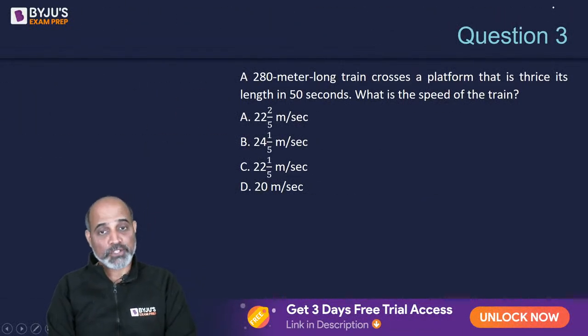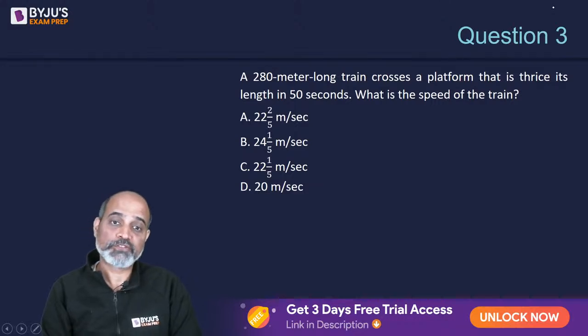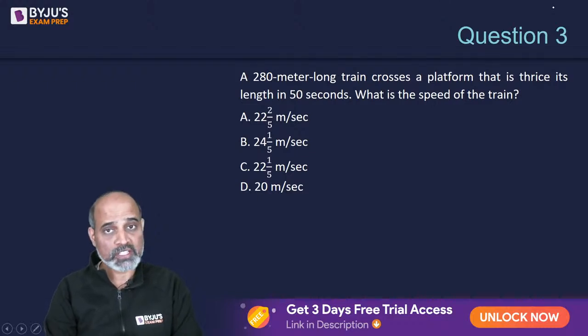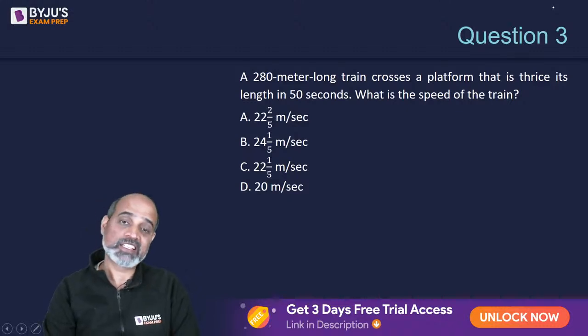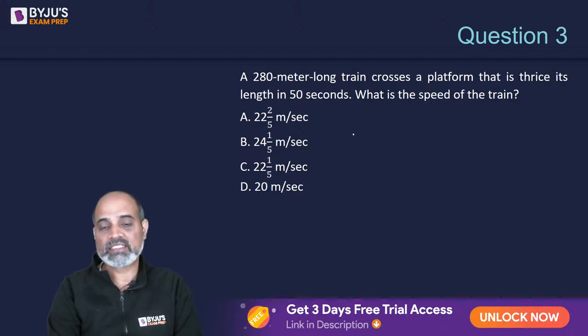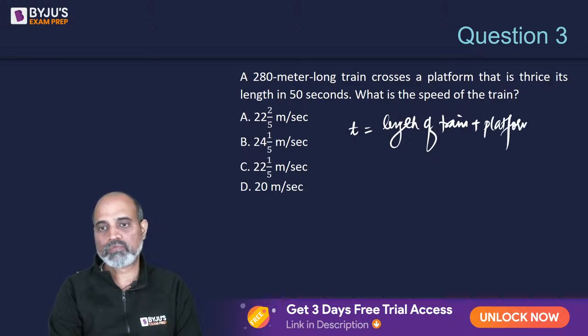Next, a 280 meter long train crosses a platform that is thrice its length in 50 seconds. What is the speed of the train? So this is a scenario where we have two bodies. One is a train, which is going to move. Another is a platform, which is like a train, but it doesn't move. So the formula in that case is time is equal to length of train plus platform divided by speed of train.